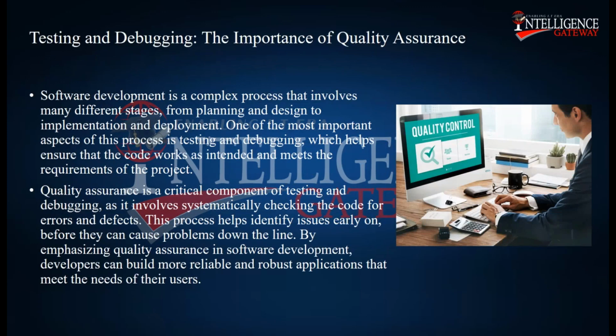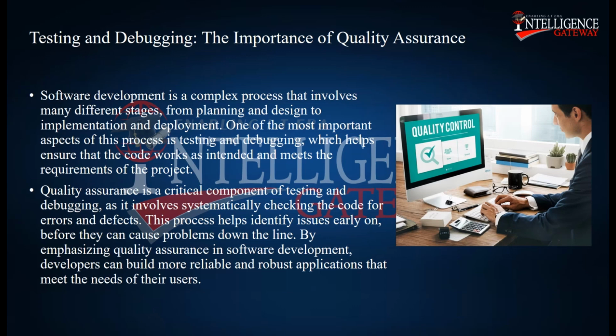Testing and debugging. The importance of quality assurance. Software development is a complex process that involves many different stages, from planning and design to implementation and deployment. One of the most important aspects of this process is testing and debugging, which helps ensure that the code works as intended and meets the requirements of the project.